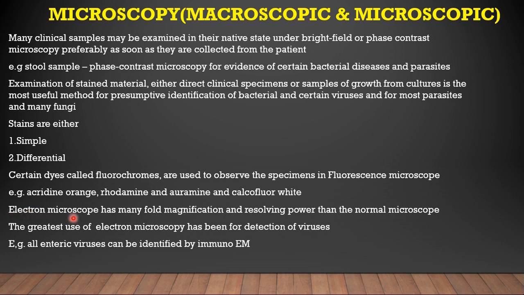As we know, this has many folds of magnification and resolving power compared to normal light microscopes. For routine microbiology diagnosis, the greatest use of the electron microscope has been for the detection of viruses. For example, all enteric viruses can be identified either in direct electron microscopic preparations of fecal material, or we can also detect them by immune electron microscopy, that is, immunoelectron microscopy.